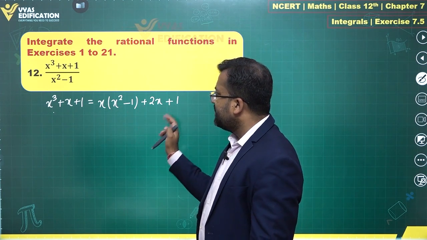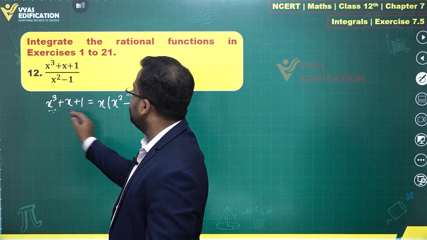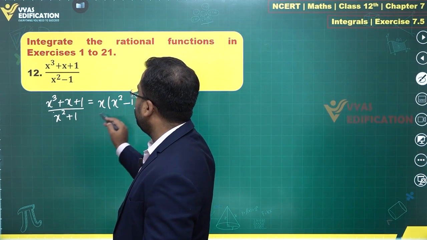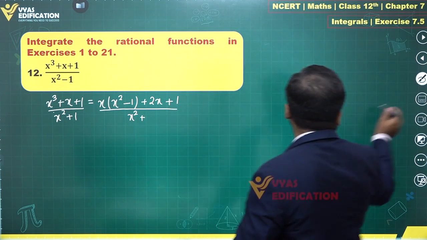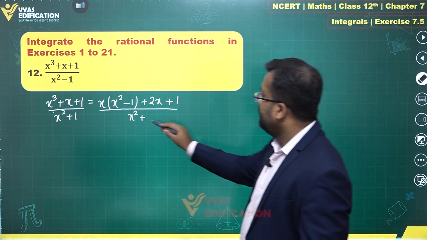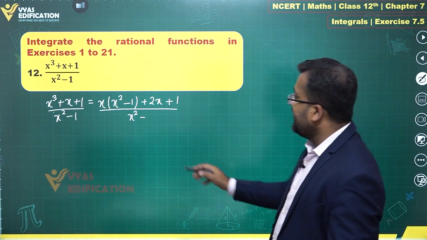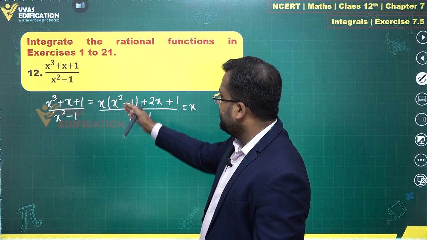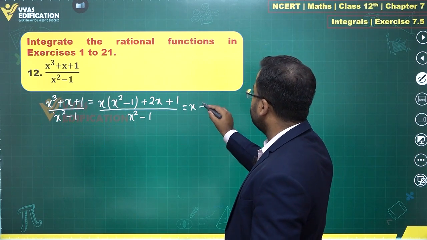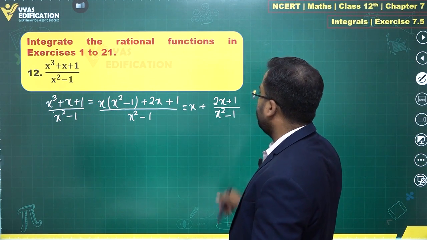This is a quotient. This is a remainder when you divide with x square minus 1. So this is x square plus 1 over here, and this is x square, sorry, minus 1, not plus 1. X square minus 1 is over here. And this further simplifies to, on dividing this by this, you get x. On dividing, the remaining thing is 2x plus 1 upon x square minus 1.